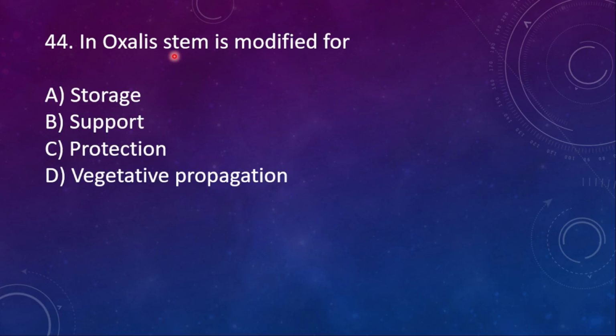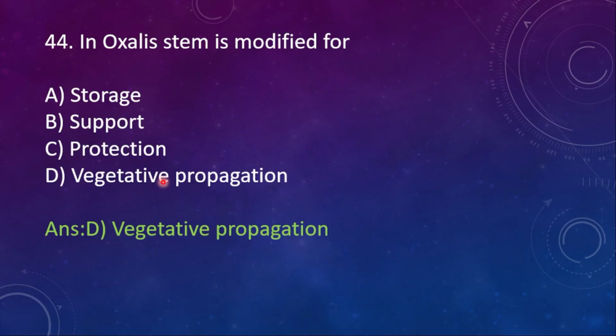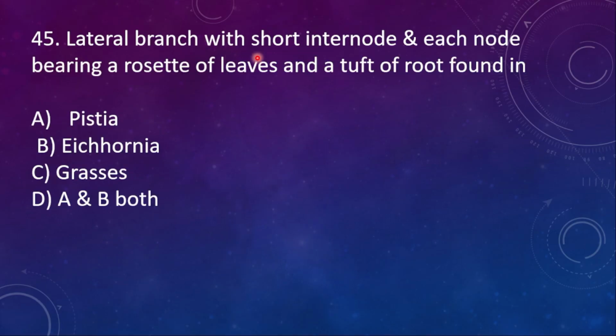44. In oxalis, stem is modified for: option A, storage; option B, support; C, protection; and D, vegetative propagation. Here the correct option is vegetative propagation. 45. Lateral branch with short internodes and each node bearing a rosette of leaves and tuft of roots is found in: option A, pistia; B, eichhornia; C, grasses; D, A and B. And then the right option is D, A and B.